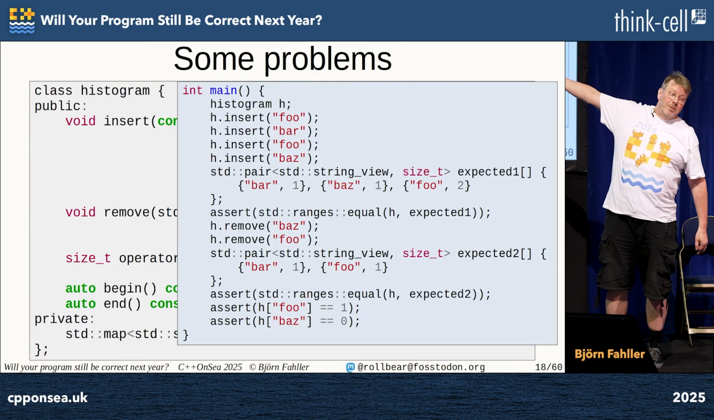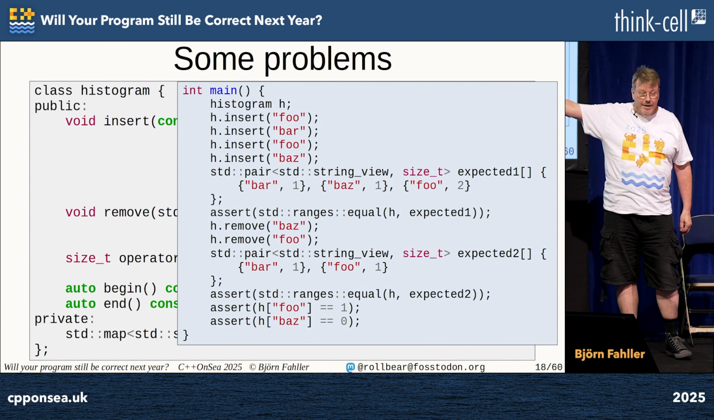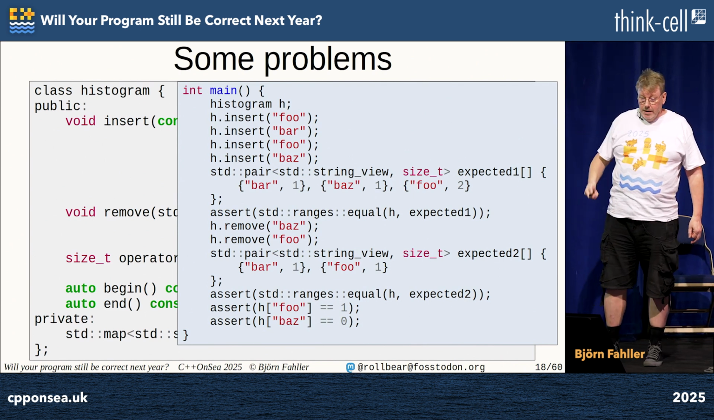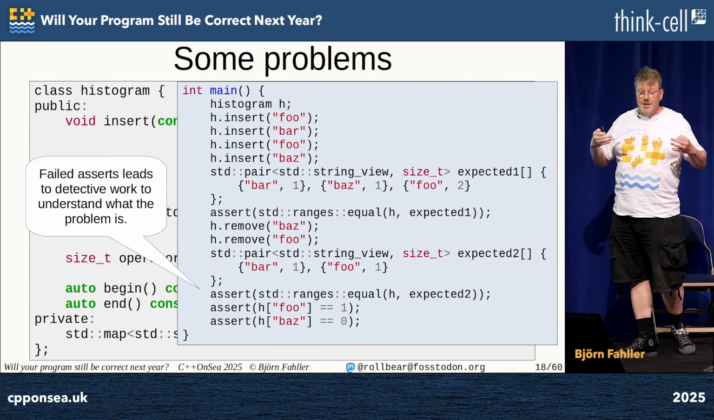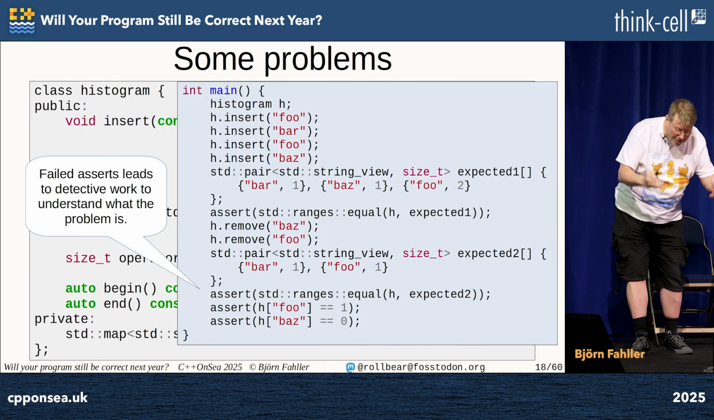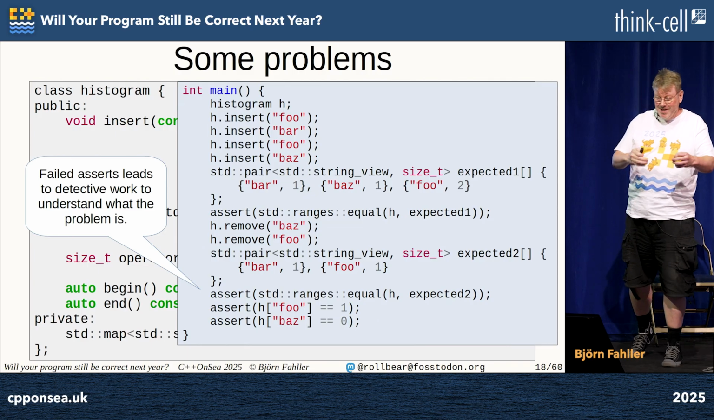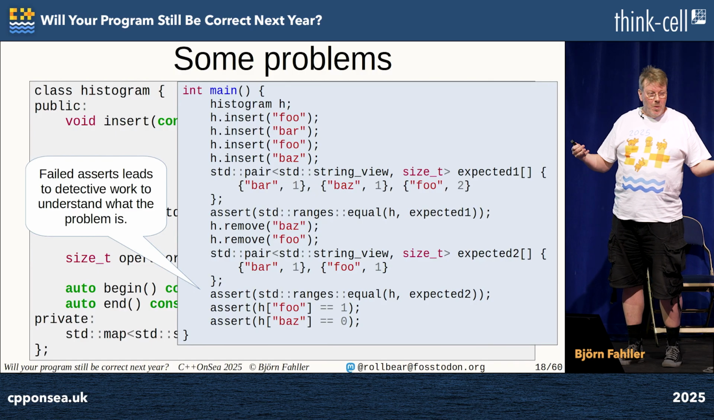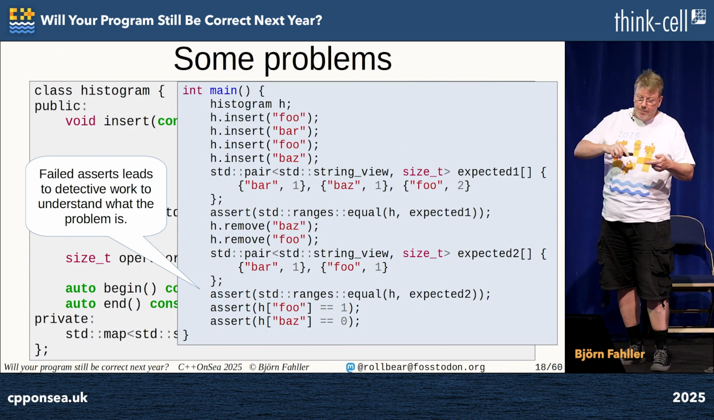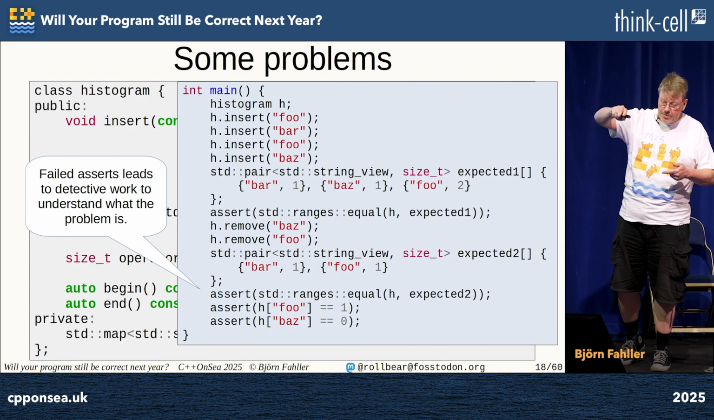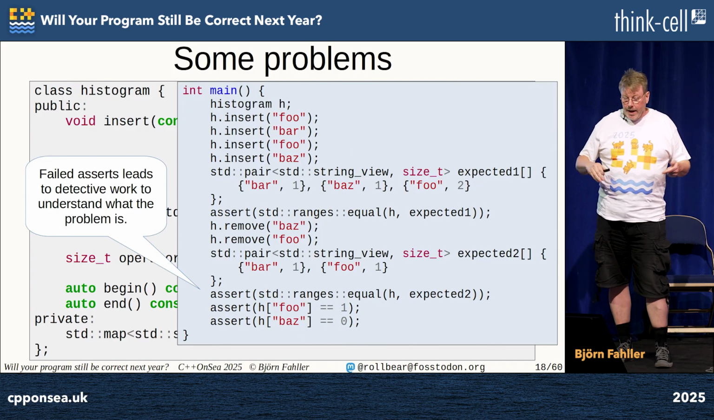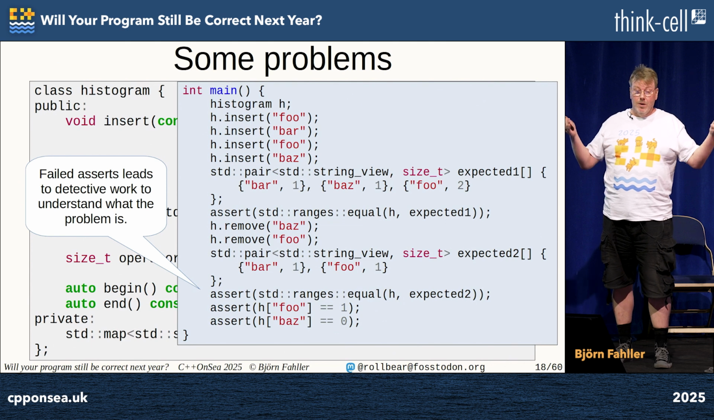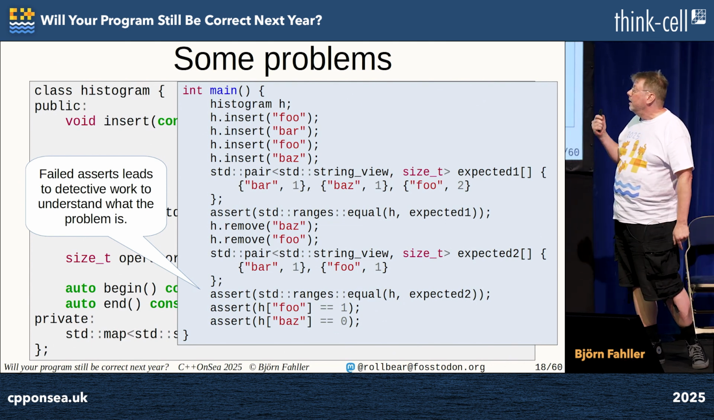So what's the problem with this? It will fail if we introduce a bug. That is good. But a failed assert leads to detective work to try to understand what on earth is actually the problem. We just see that, okay, this assertion failed. What? What is it? What have we done? You have to read back from the sources and see what's the history up until this failure point. And what was the actual result? We don't know. We have no clue. And that is what we don't want.